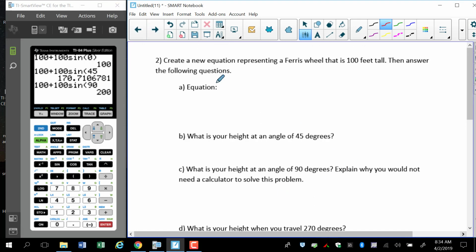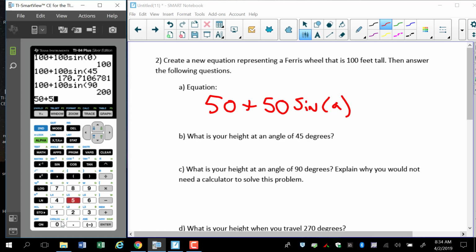So let's take a look at the next problem. Let's say we have a Ferris wheel that's 100 feet tall. What would the equation be? Hopefully, you'd see that it's this side of our angle. Now, where are we at an angle of 45 degrees? Again, go here, 50 plus 50 sine 45, and we're at about 85 feet.